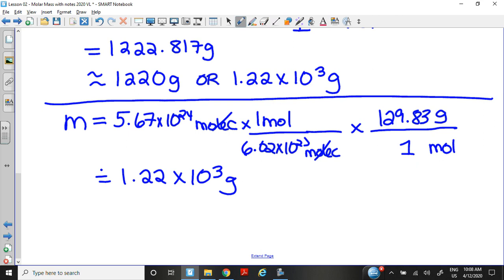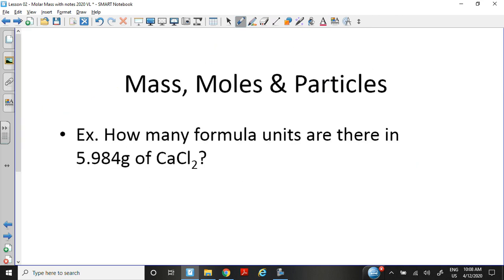I'm going to see if you can think about this one first. In this question, we're asking how many formula units are there in 5.984 grams of calcium chloride? So again, a little bit different. Let's write down what we've got and what we're trying to solve for. We can definitely see we have a mass here, 5.984 grams. And they're asking us for formula units.